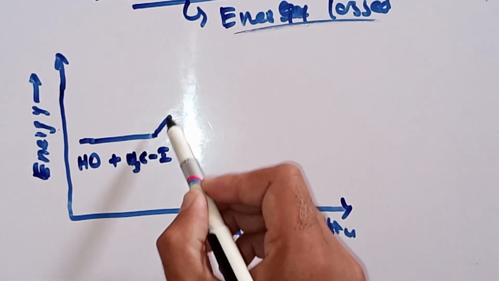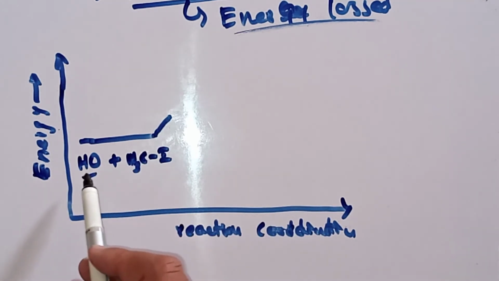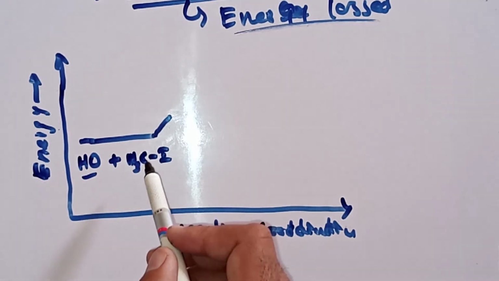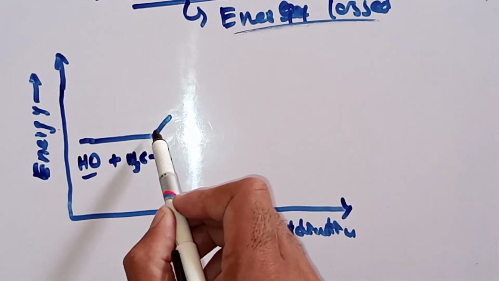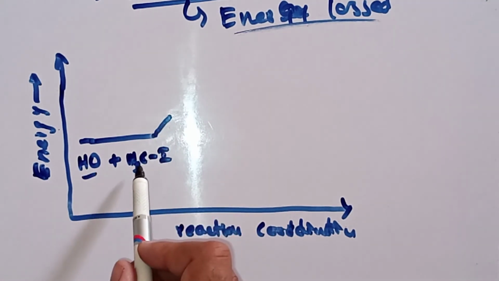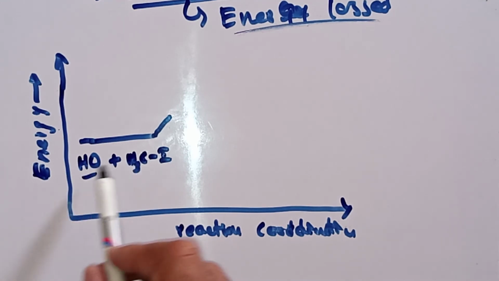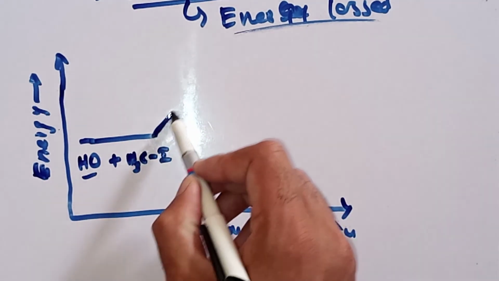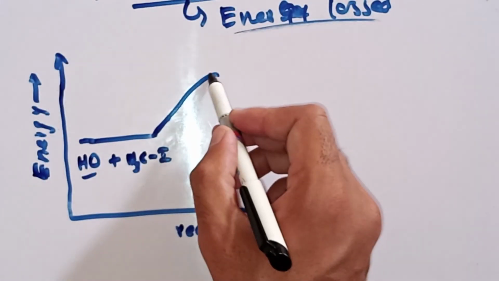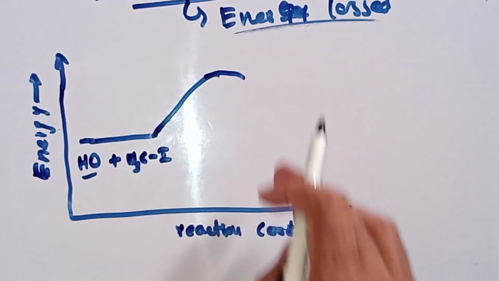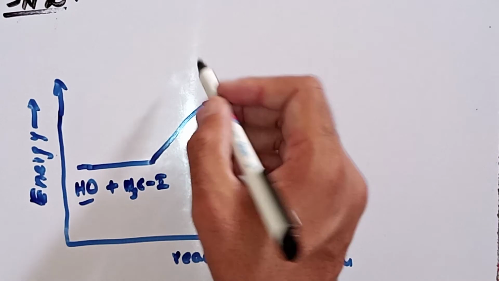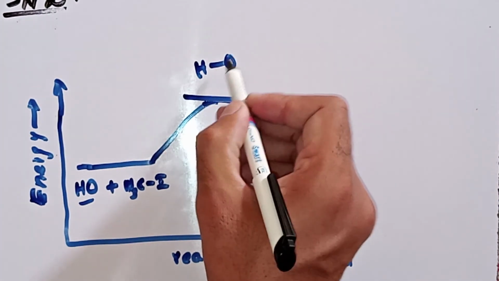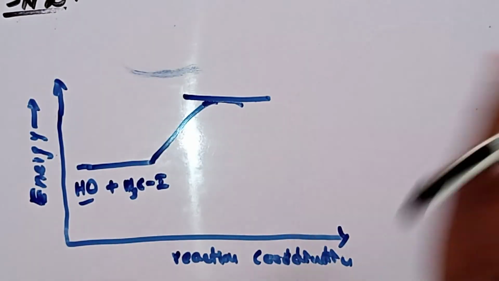After the initial state, the hydroxyl ion or nucleophile attacks the electrophilic center, the partial positive carbon. After that, the bond between carbon and hydroxyl ion is partially formed, and the bond between carbon and iodine is partially broken. That state is called the transition state. This is the transition state position.